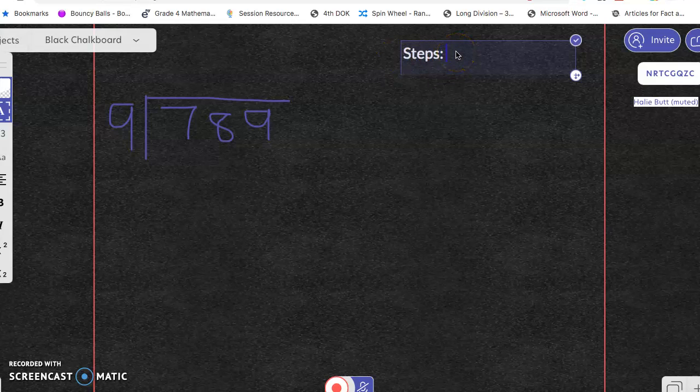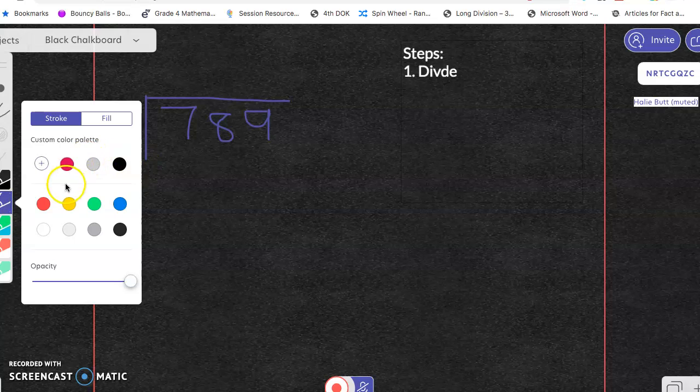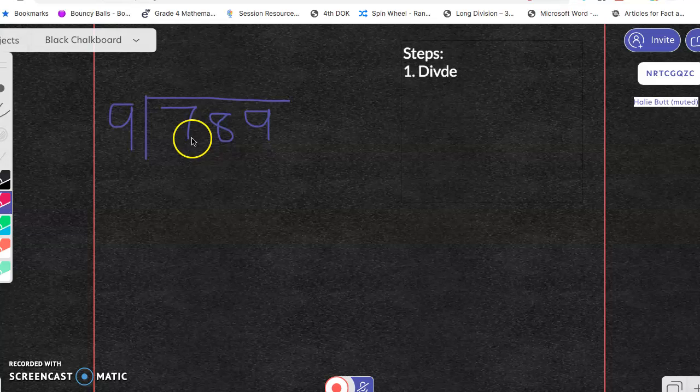So our first step when we divide is to first divide. Let me make this bigger. So after we divide, let's see if I can do this without messing anything up. We're going to divide, I'm going to use pink. How many times can 9 get to 7? Well, if I count by 9s, 9, 18, 27, that's too big. So I'm going to put a 0 up here.